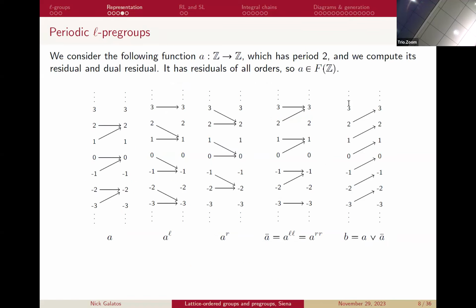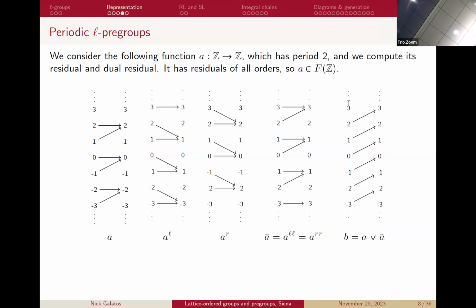This is another positive result: another big class of L pregroups are distributive. Maybe not all of them, but these are. What are these? These are what we call periodic. So the example I had before, I call this function A, is periodic because it repeats itself with period 2. So that's what we call periodic.